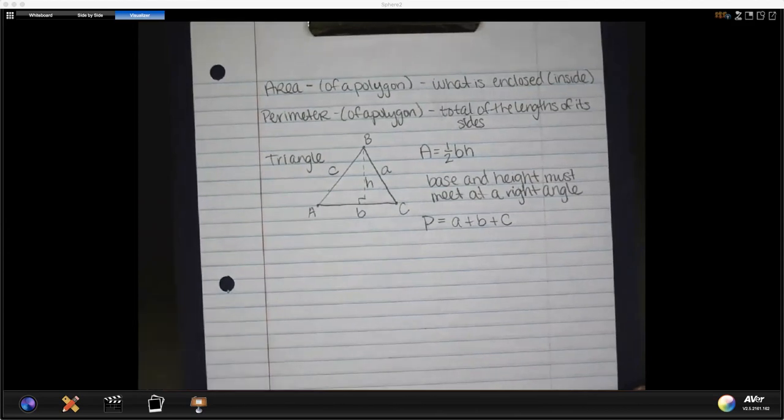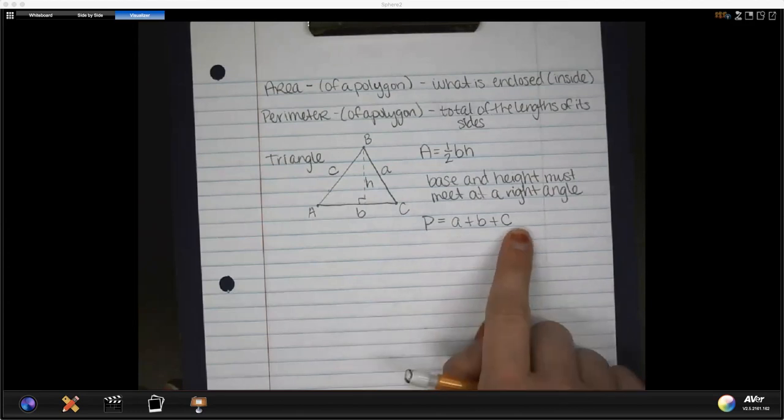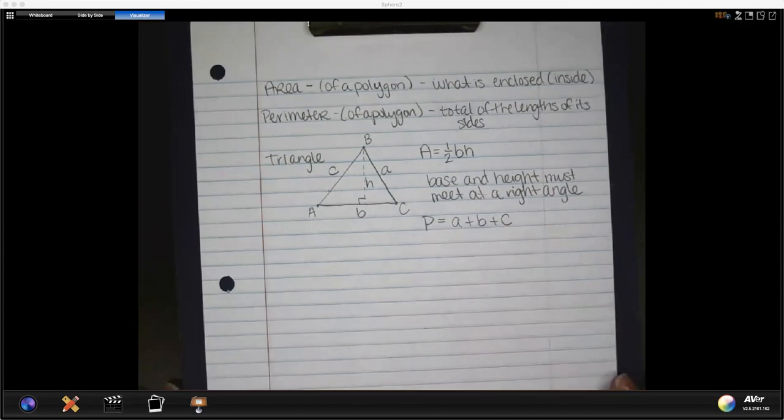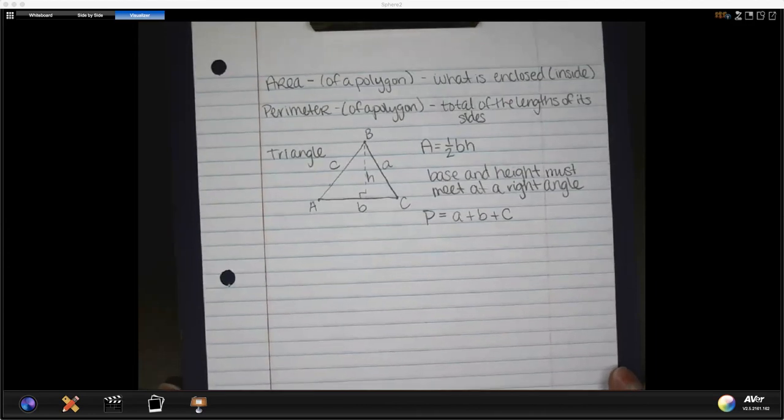You want to move to that spot? I guess, yeah, I can take them. What are you trying to read? P. P equals A plus B plus C. Thank you. You're welcome.